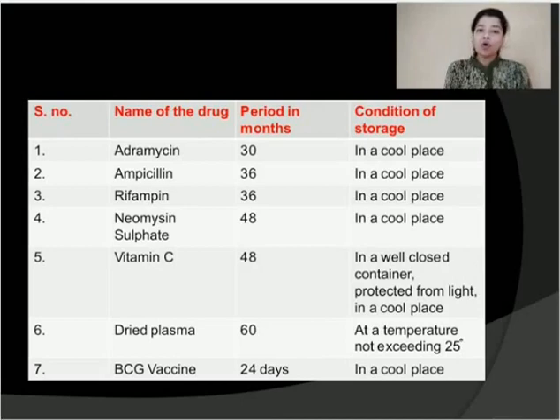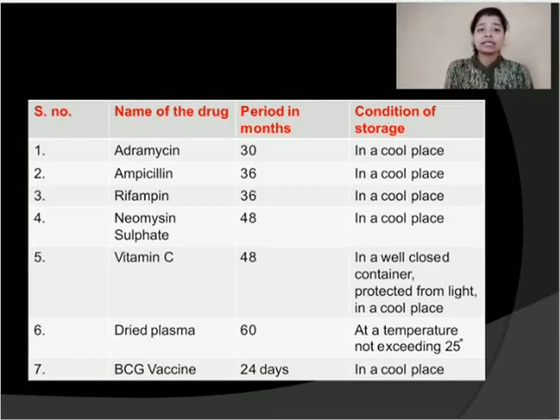Basically, you can see 4 columns. Schedule P describes the life period of drugs in a tabular form, and this particular table is divided into 4 columns, the first being the serial number of the drugs, the second being the name of the drug, the third being the period in months, and the last being the condition of storage, right?